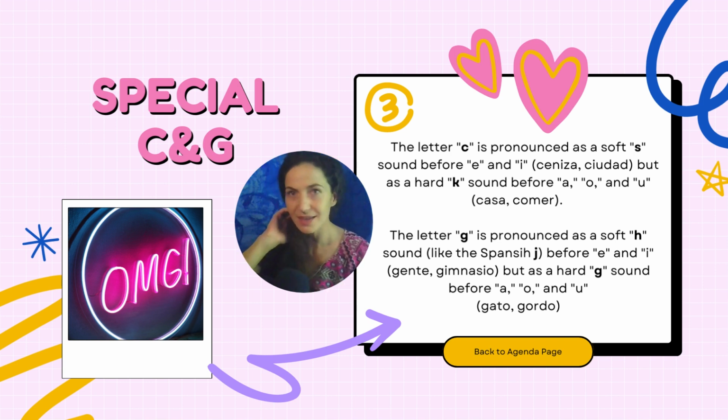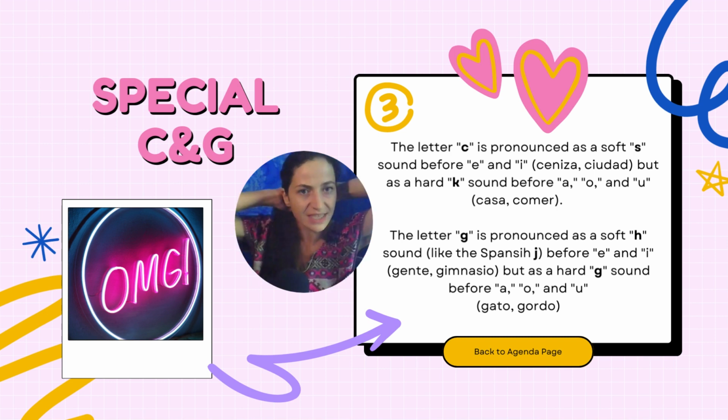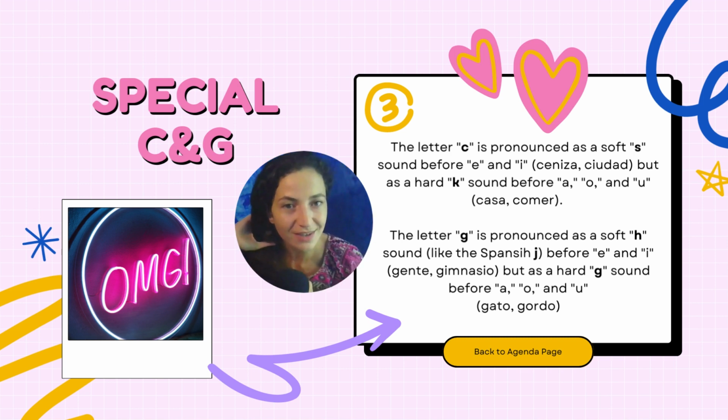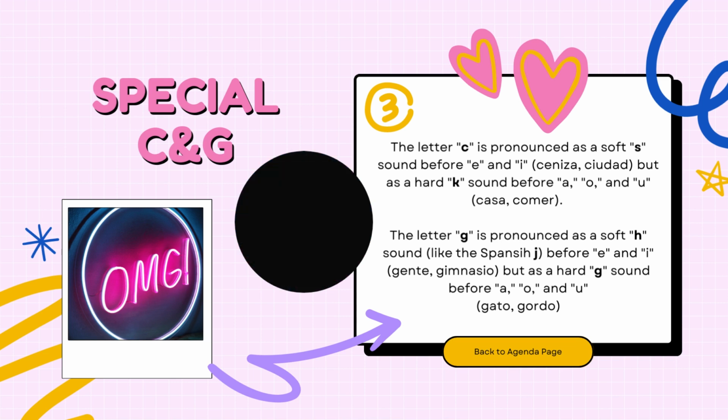So C can be S or K. When is it going to be S again? What was it? Read it on the board. Yes, before E and I. And it's the same story with G. Basically, letter G is pronounced as a soft H sound again, just like the J for jirafa, giraffe. Again, before E and I, gente, gimnasio, people and gym, it's going to be a soft H sound. But it's going to be g, g, g before everything else. Gato, for example.